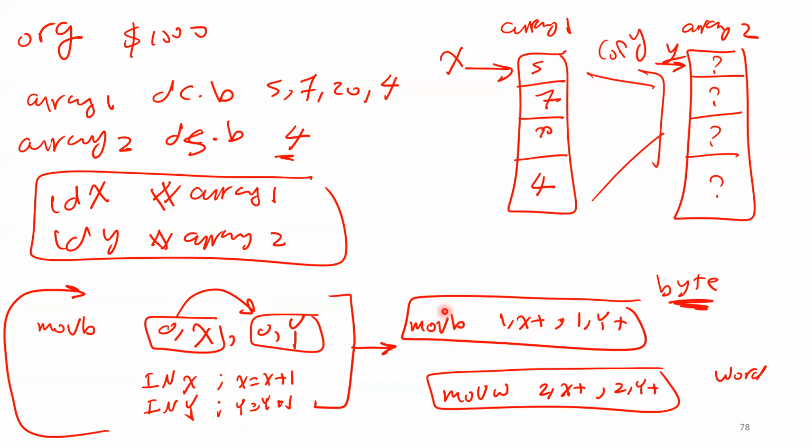So this one is going to copy a byte. As I said before, when I say 1,X plus, 1,Y plus, as I explained last time, you are going to copy the byte pointed to by X to the byte pointed to by Y, and then increment X and increment Y. This is post increment. So this one is exactly equivalent to these 3 instructions.